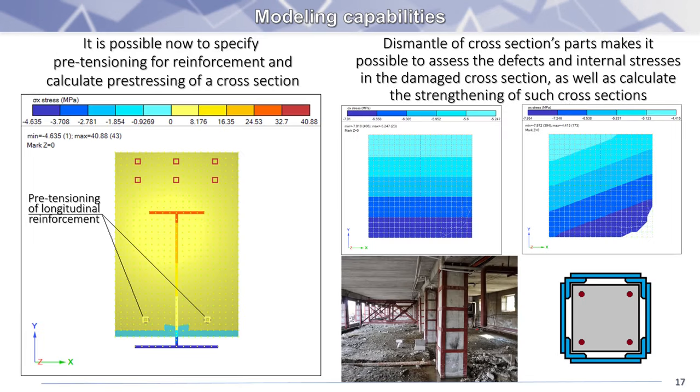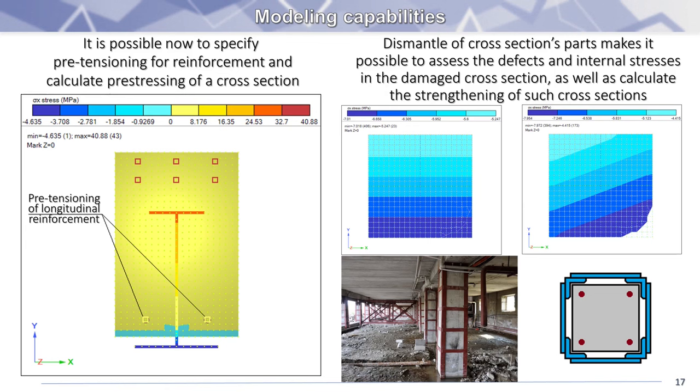It is possible now to specify pretensioning for reinforcement and calculate pre-stressing of a cross-section. Dismantle of cross-section parts makes it possible to assess the defects and internal stresses in the damaged cross-section.